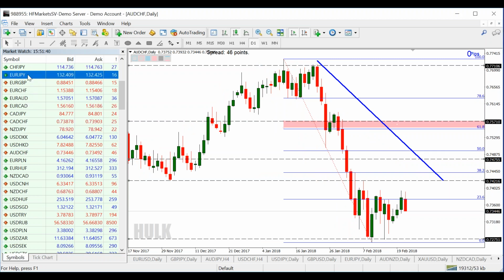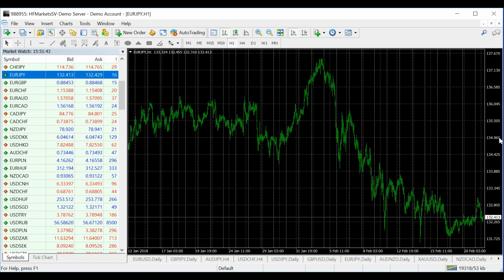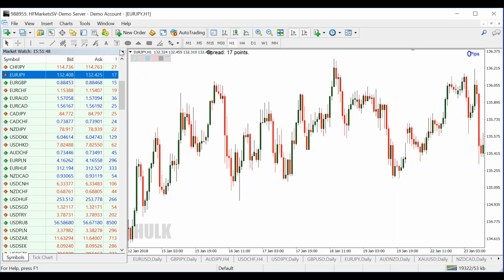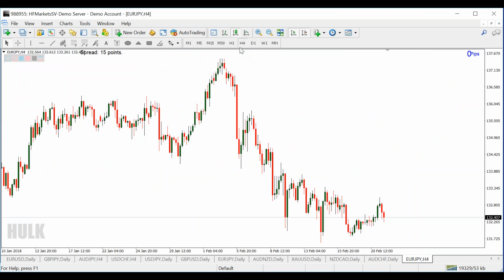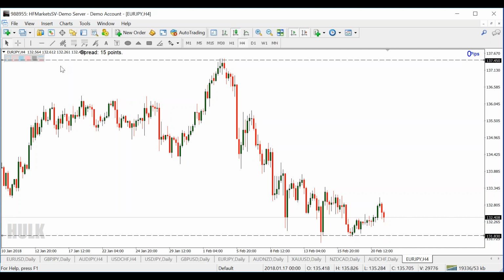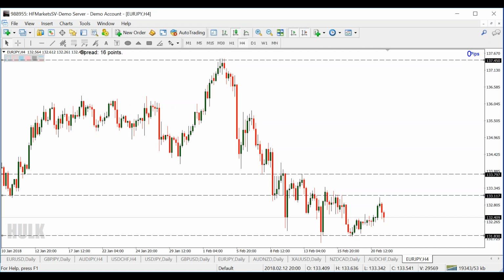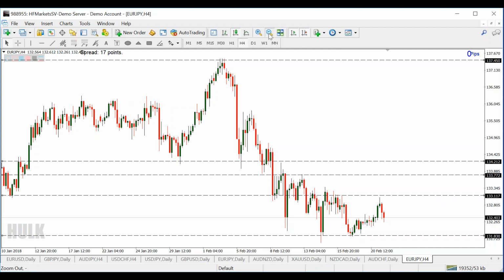Okay, let's say one more example, Euro JPY. Just now I always showed daily. Let's go down to H4. Okay, H4. This is the bottom, right? This is the top. And try to find the support resistance area. Here is very clear. Here is very clear as well. Here is very clear. Support resistance area.